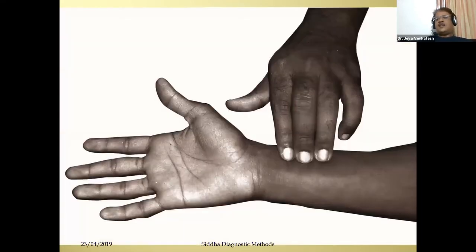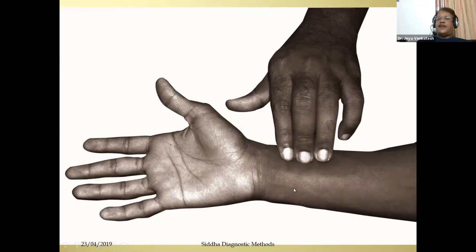This is the method of reading pulse. This is the index finger, middle finger, and the ring finger. It's the right hand of a male patient. For a male patient, the right hand is used for reading a pulse, in which the index finger denotes vatham, the middle finger indicates pittham, and the ring finger indicates kapham. So vatham, pittham, kapham.